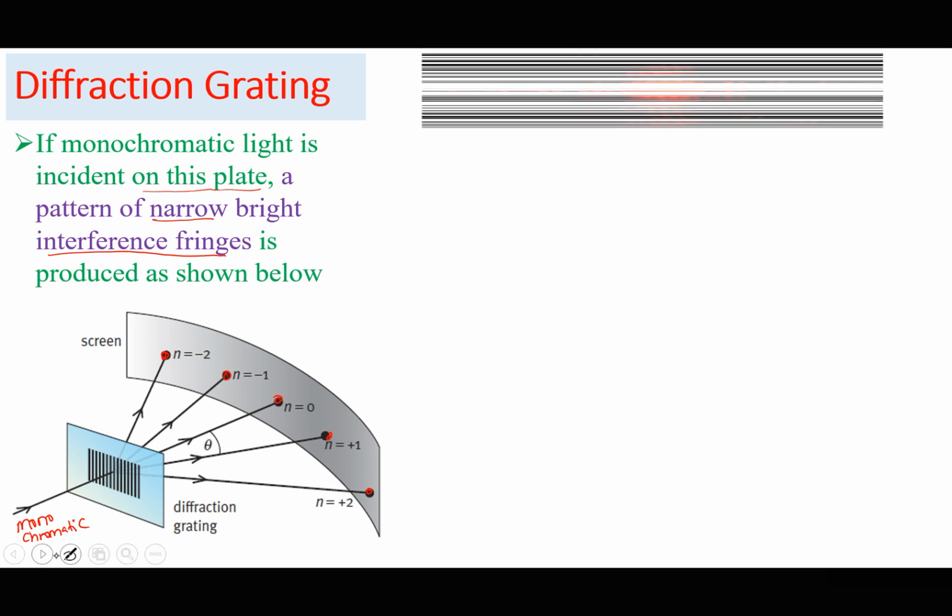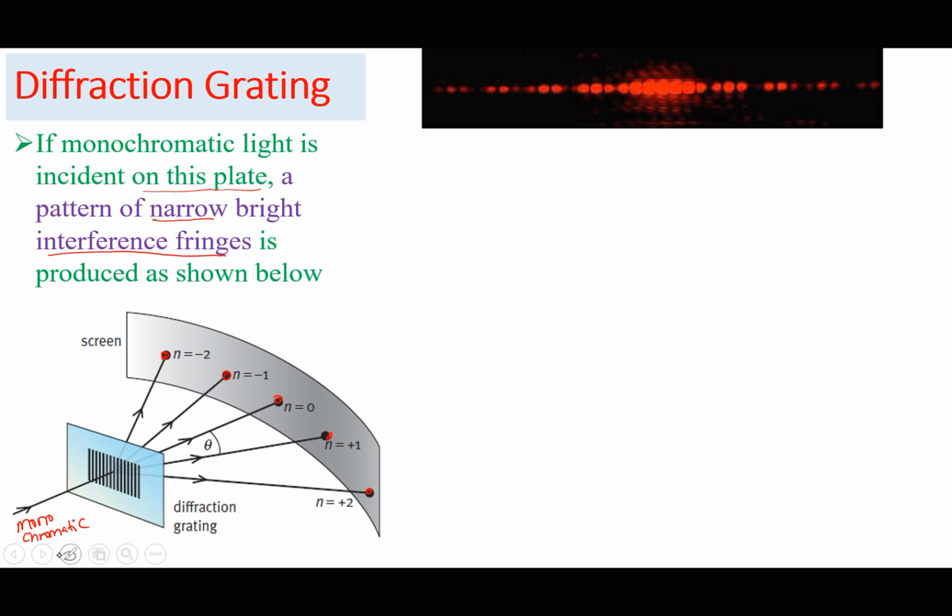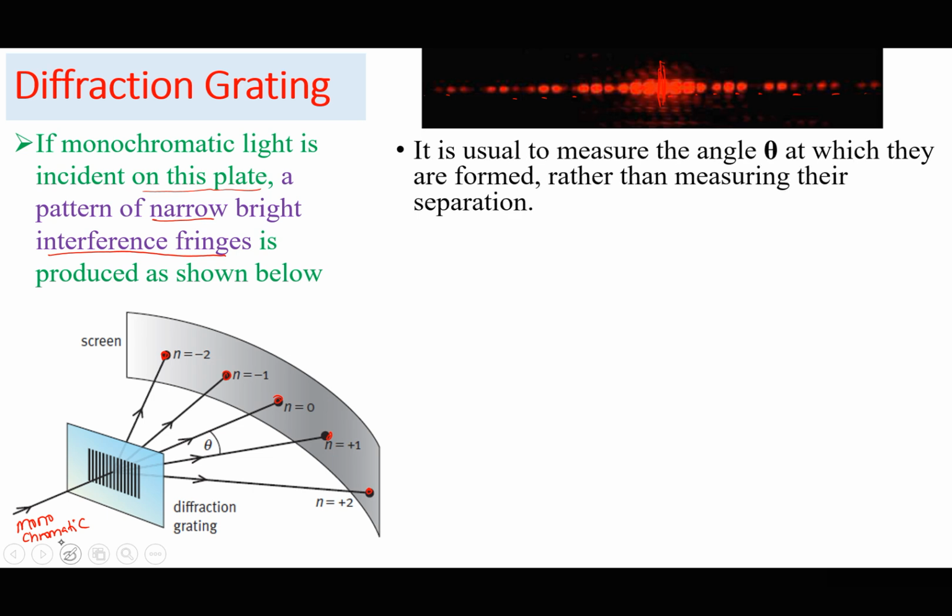So if we look at the screen, if the monochromatic light was red, we would see interference patterns which would look like this on the screen. We would see interference patterns whose intensity decreases as we move away from the center. So interference patterns are formed on both sides of the center, and their intensity decreases as you move away from the center. These patterns are formed as a result of constructive interference, and therefore they are going to be called bright fringes.